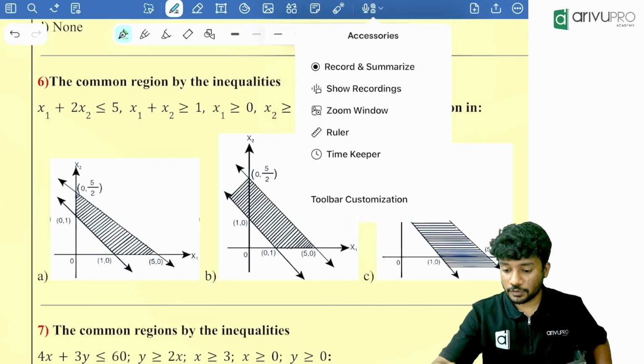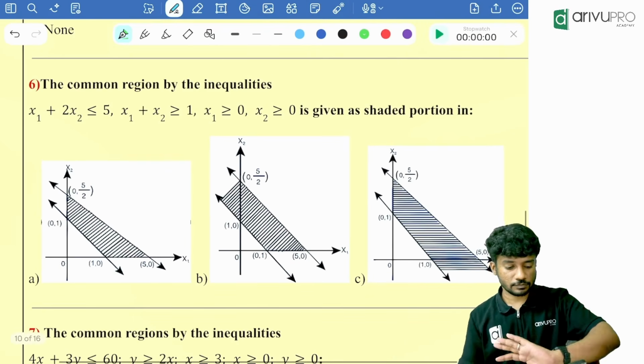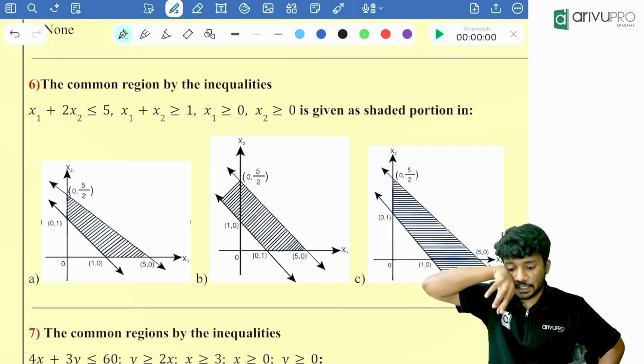Timer starts now. Sorry, forgot that. Start, people. Start off. Everyone, please get me that.